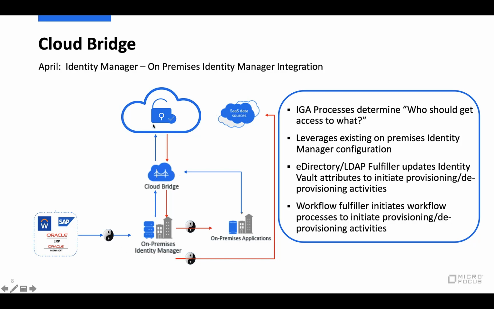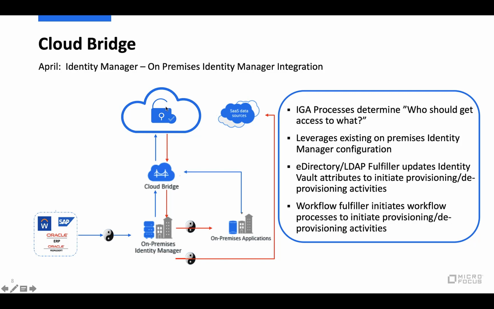up through the cloud bridge to Identity Governance SaaS, where the processes run to determine who should get access to what. Once that determination is made, either through identity lifecycle or things like request and approval or certification campaigns, the results of any of that processing can now be returned back to Identity Manager on-prem, so that you can leverage all of the existing value that you have developed over the course of the years with your on-prem Identity Manager.